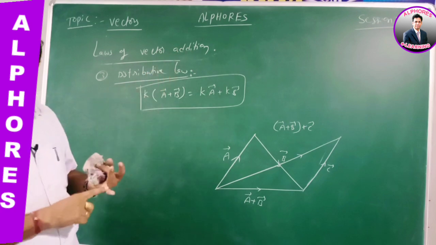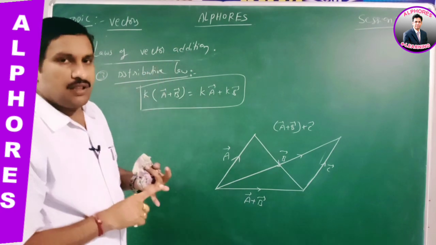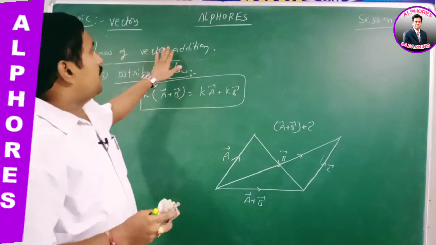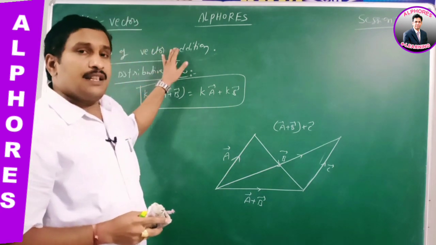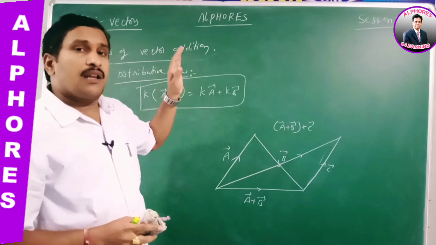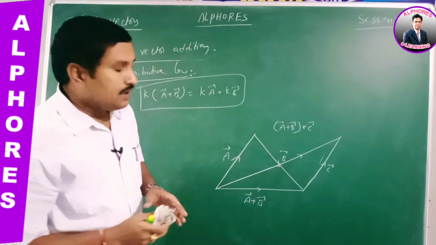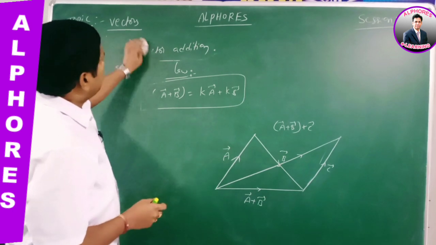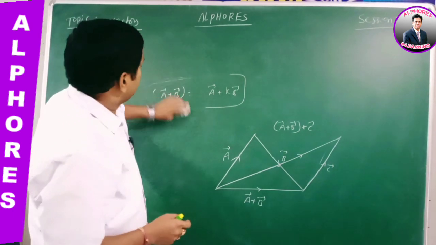Now these are the simplest three laws about the laws of vector addition. It obeys the commutative law, it obeys the associative law, it obeys the distributive law. Now by taking this vector addition, I have to find the magnitude of the resultant using the parallelogram law of addition of vectors. In order to add two vectors, there is a method.